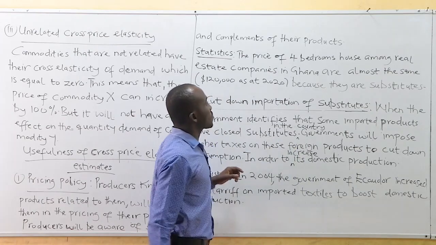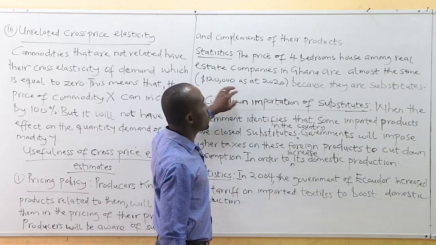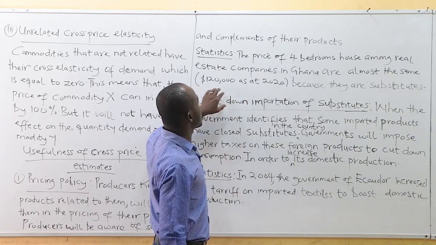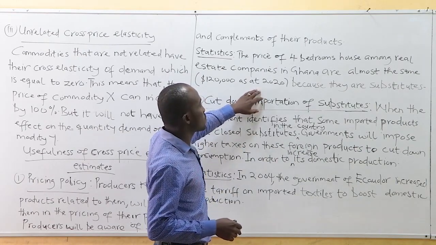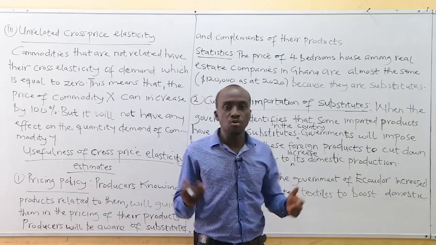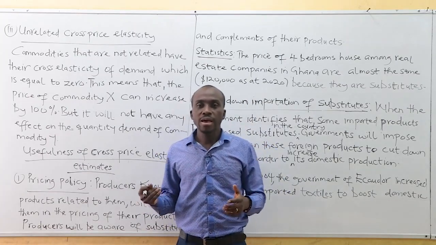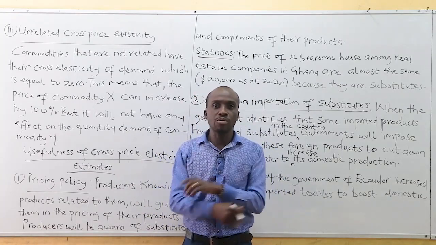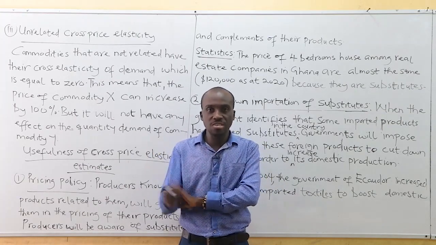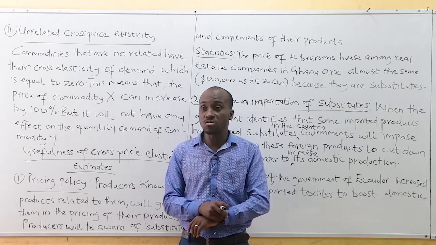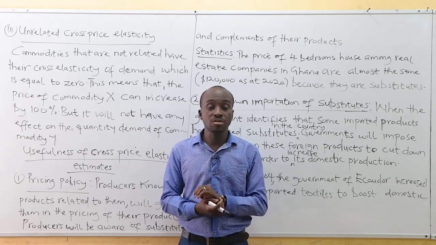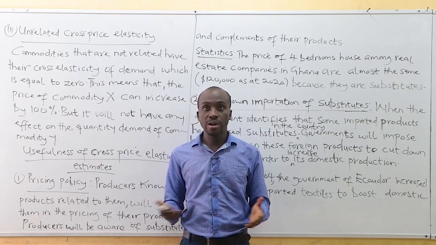Statistics: the price of a 4-bedroom house among real estate companies in Ghana is almost the same, $200,000 as of 2020, because they are substitutes. So when people are producing and they know this, it guides you in your price. These are the substitutes and the complements. It guides you how to price so that you don't go out of business. So this is a quite rudimentary principle when it comes to doing business.